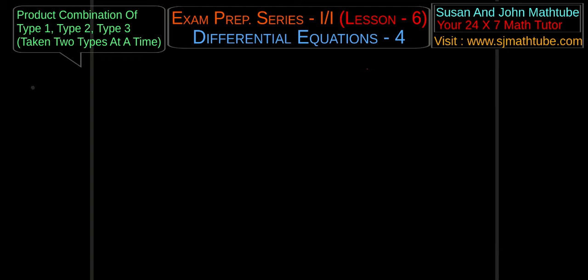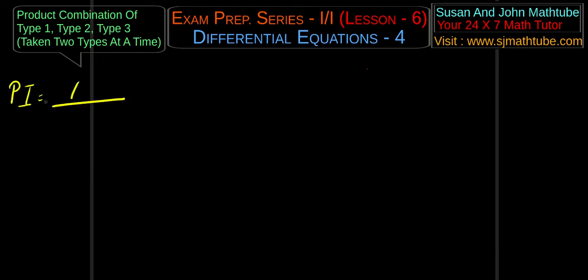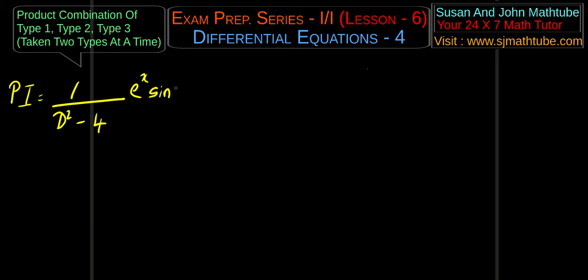Okay, now the PI. So I'll start from this corner. We're going to get 1 by, what is the operator? Yeah, D square minus 4, e power x and then sine 2x. And remember, the method for sine and cosine are the same. So what's the method? It's a product. So what we do is we will target this part first and you keep it outside.